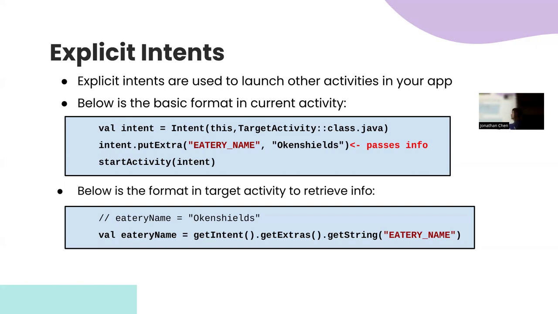And then once you actually get to the second screen, in order to retrieve the extra that you put in there in the first block, you're first going to get the intent, then you're going to get the extra, and then you're going to get string. It looks weird because getIntent is not called on some class. But basically, the activity keeps track of all the intents that come into it. And so when you call getIntent, you're going to get the current one that you navigated to first. So yeah.